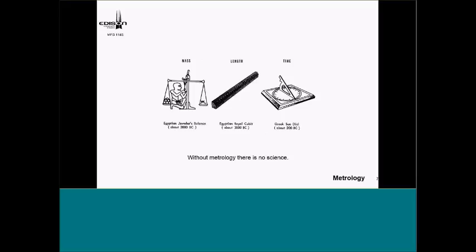A little bit of history: way back, mass was measured in 2000 BC with the Egyptian jeweler's balance, and then length was the Egyptian royal cubit, about 3000 BC, and then, of course, about 200 BC, we got the Greek sundial. So without metrology, there's absolutely no science whatsoever.